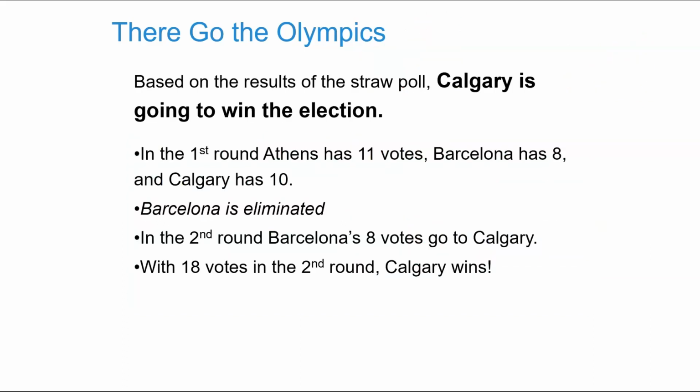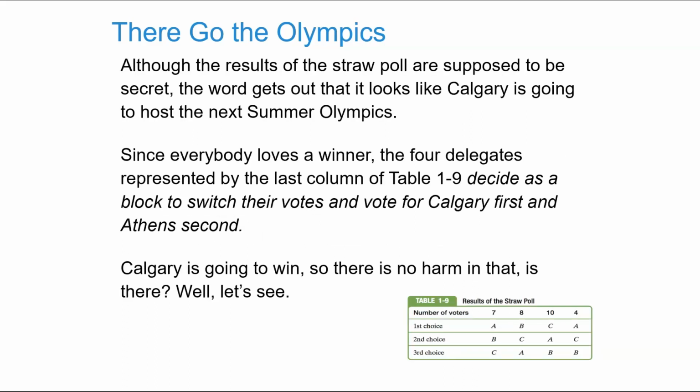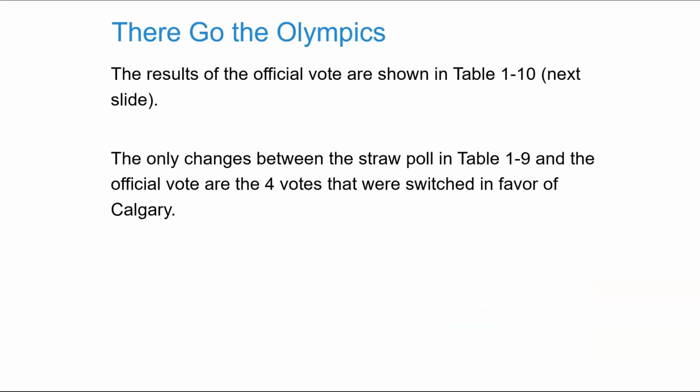Based on the results of that, we can say Calgary is going to win the election in a couple days. Although the results of the straw poll were supposed to be secret, the word gets out, as these things happen, that Calgary is probably going to win. And so everybody loves a winner. The 4 delegates in this last column that voted for Athens first decided, hey, let's vote for Calgary. If Calgary's going to win, what's the harm in doing that? So that's exactly what happens. Those last 4 changed their vote.